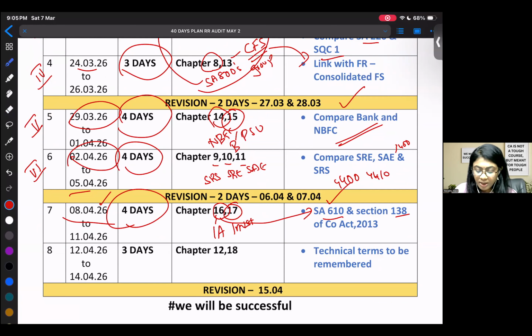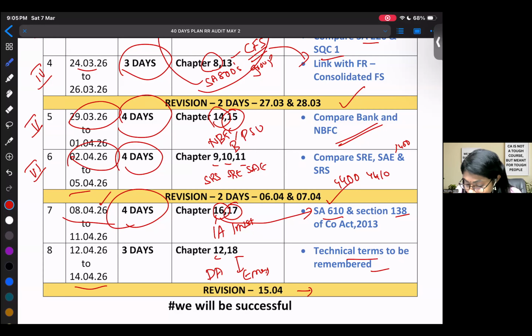And the last two topics. One is chapter 12, digital audit. Chapter 18, very small, emerging areas. In digital audit, there are a lot of technical terms to be remembered, like cyber theft, malware, spoofing, denial of service. Remember all those technical terms well, especially for MCQs.